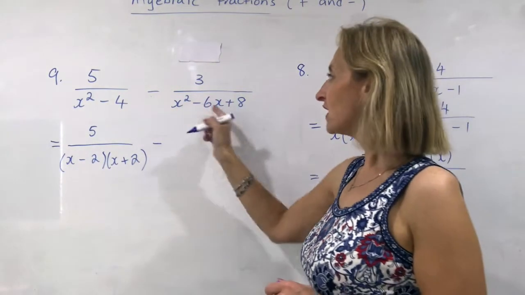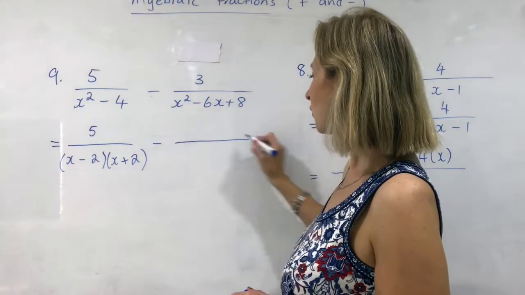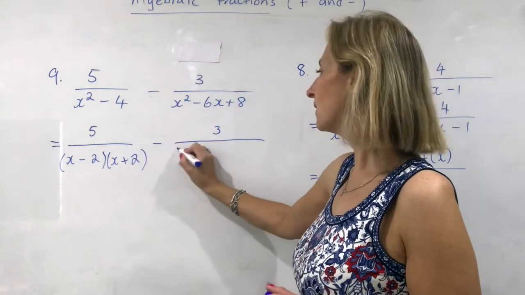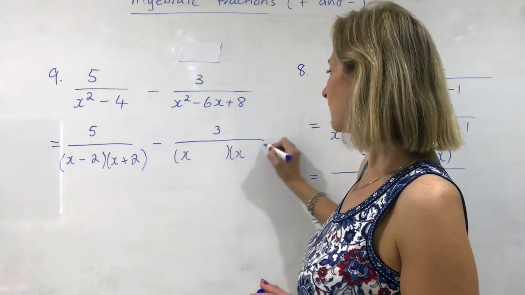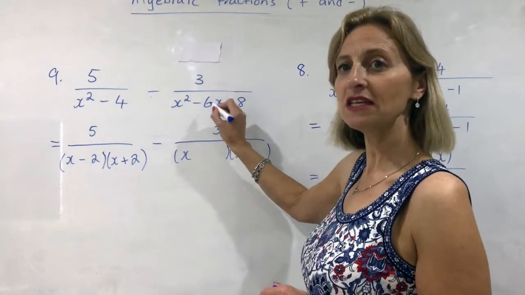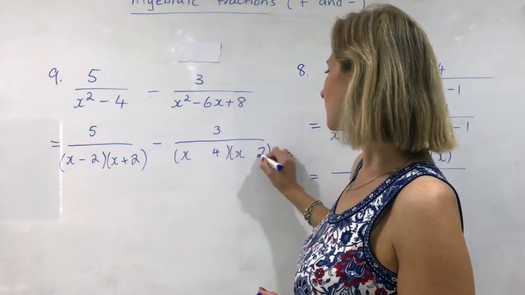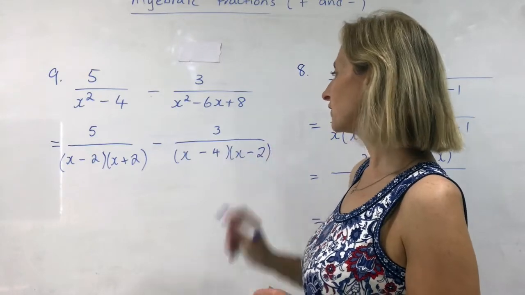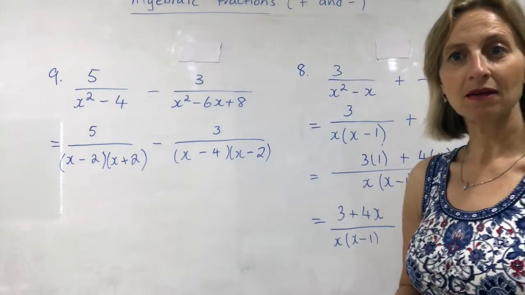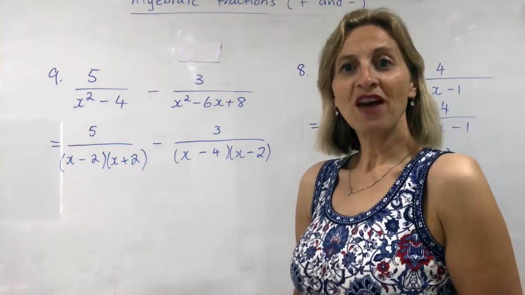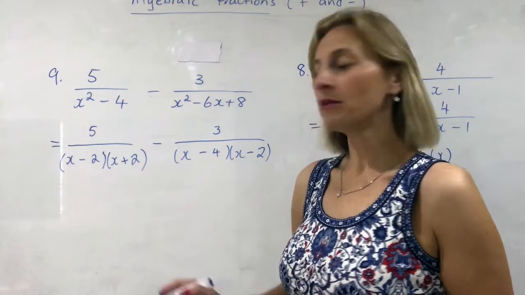And then here I have a trinomial. It's a monic trinomial because there's a 1 in front of the x squared. So we multiply to give 8, add to give negative 6. 4 times 2 is 8. And minus 4 minus 2 is minus 6. So we factorized it. Now we need to get a common denominator.